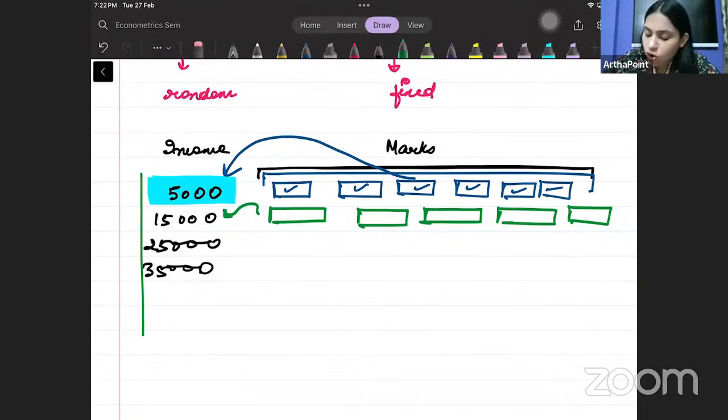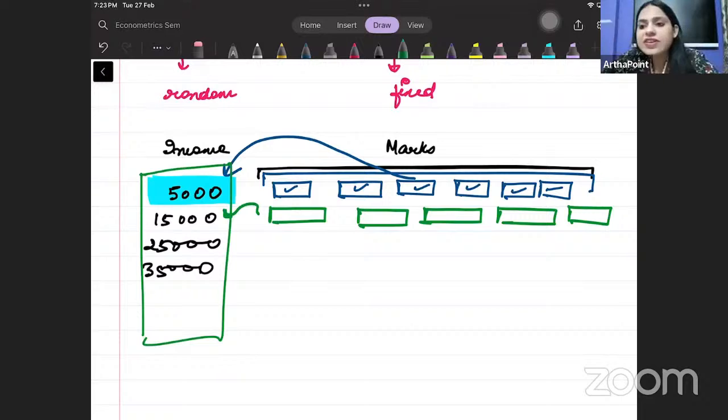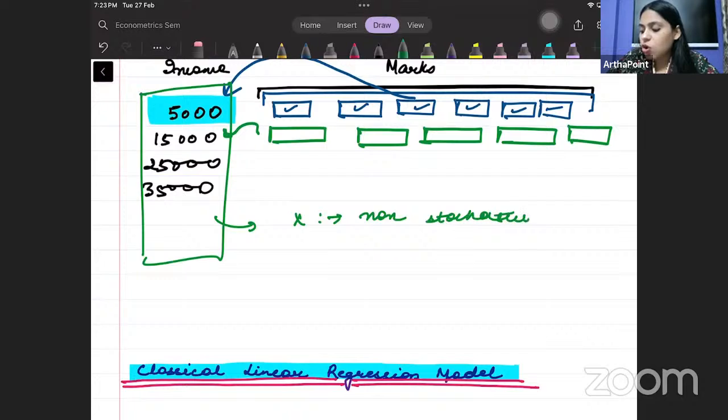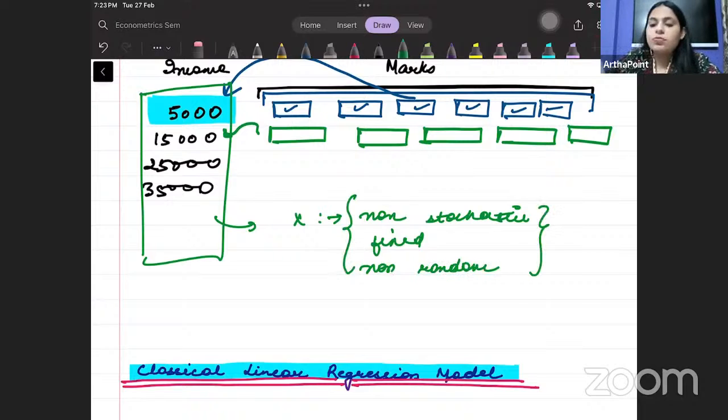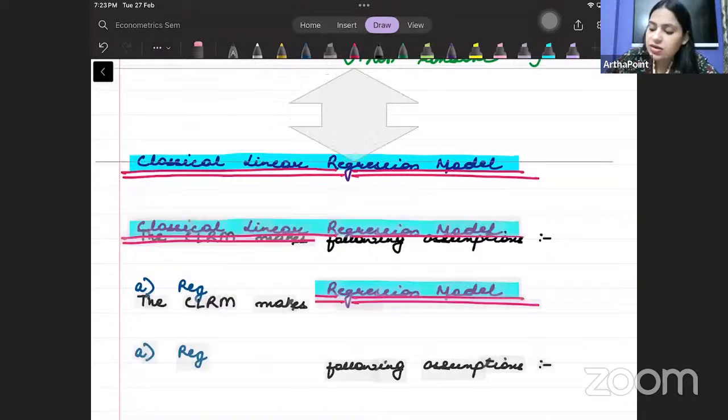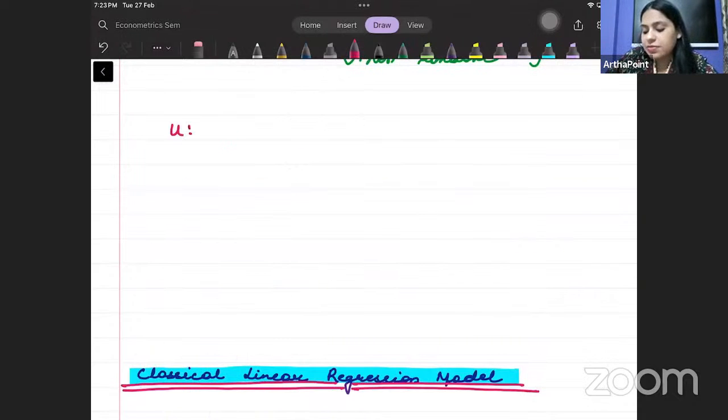So we were holding these income levels at some fixed values. We could say that the x's we are talking about are assumed to be non-stochastic. Non-stochastic means fixed, means non-random. So the x values were assumed to be non-random values. But now, if you remember, the error is assumed to be random in nature.